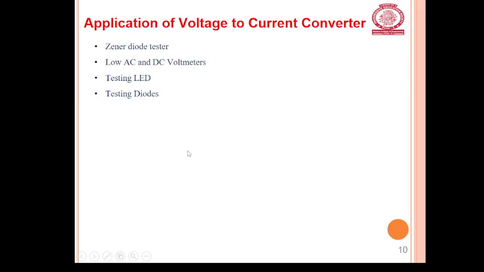Now, the applications of voltage to current converter: it is mainly used in Zener diode tester, automation and instrumentation industry, low AC/DC voltmeters, testing of LEDs, and testing of diodes.